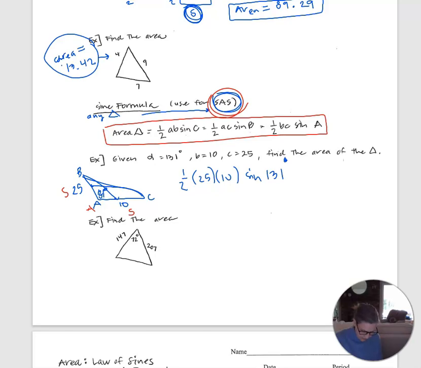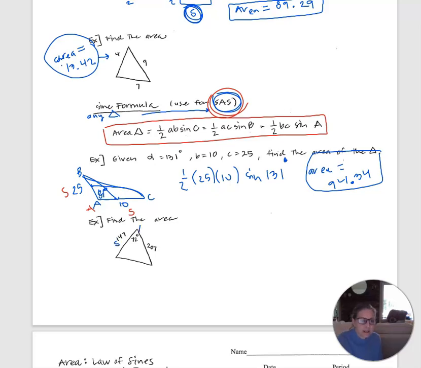Oh, I didn't have mine in the right mode. Sorry, hold on. Okay, the answer is, we want to round correctly, so the area of this triangle is 94.34. This is the answer to this problem, 94.34.